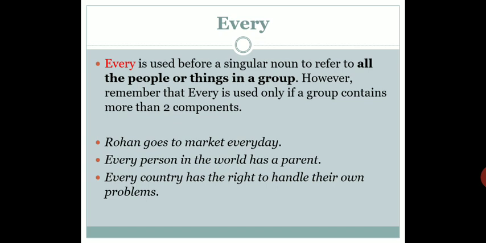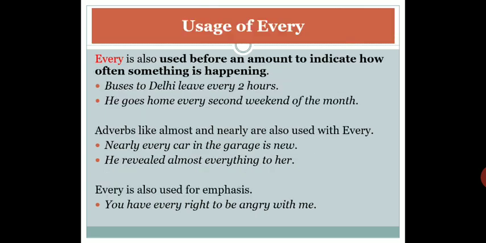Like, Rohan goes to market every day. Here we have used every day. Every person in the world has a parent. Again we have used every with the noun person, meaning every person has a parent. Every country has the right to handle their own problems. So we are talking about all the persons or things in a group, like every country, where we have to use every.